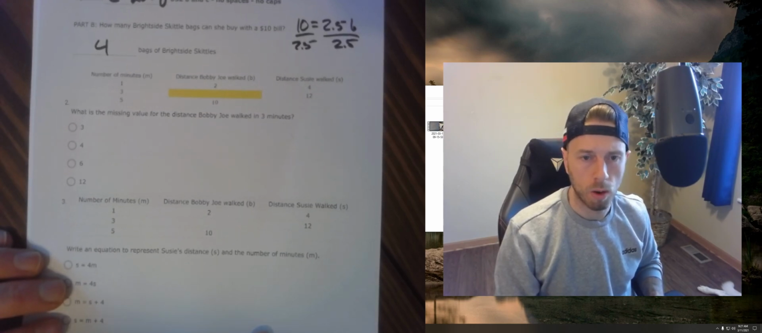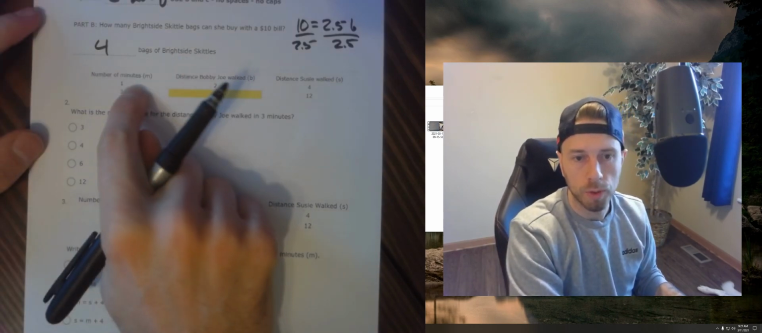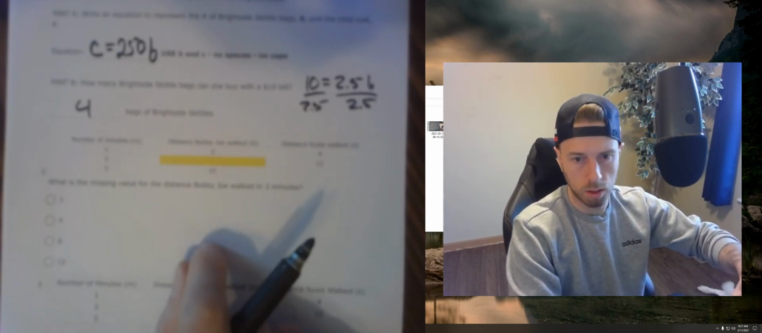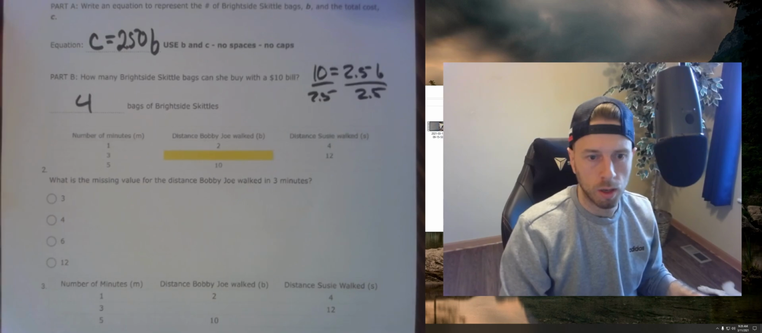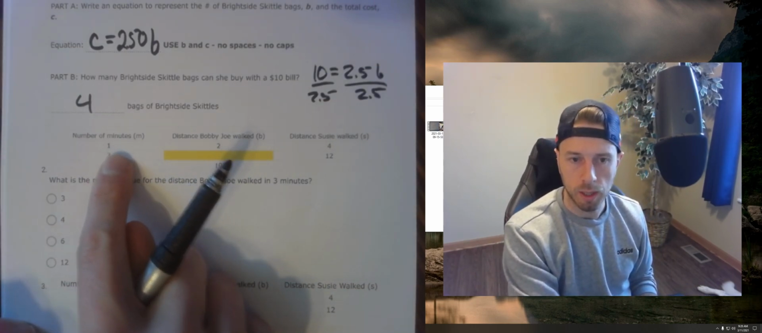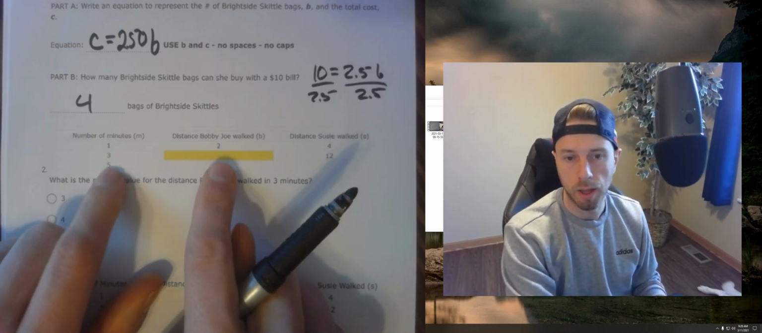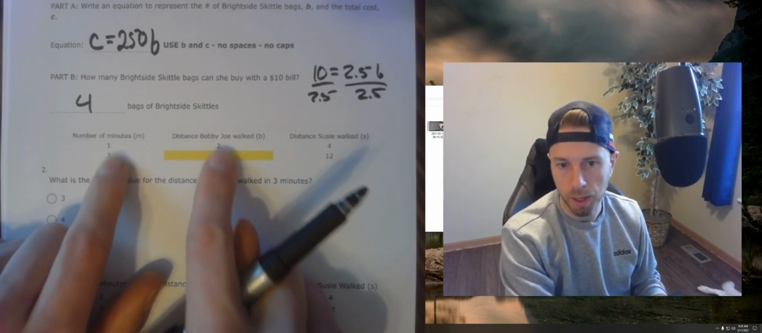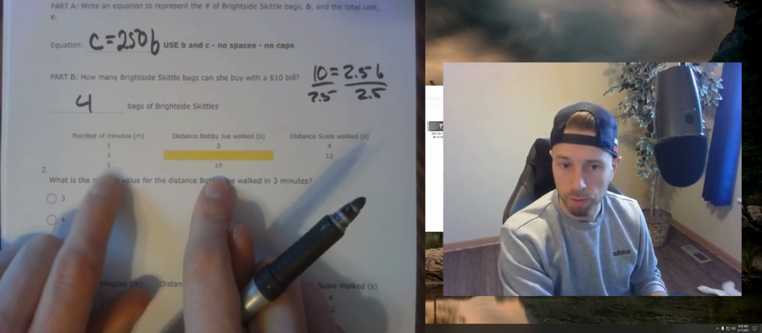Number 2. What is the missing value for the distance Bobby Joe walked in 3 minutes? Well, if we look here, this is kind of blurry. It's a little better. If we look on our graph here, we can see that the number of minutes and the distance Bobby Joe walked is 1 to 2. We can't really tell much from that, but it's got another one down here that shows us that from 5 to 10. You might think that it's maybe adding, but it shows clearly to me that we're multiplying here by 2. 1 times 2 is 2, and 5 times 2 is 10.